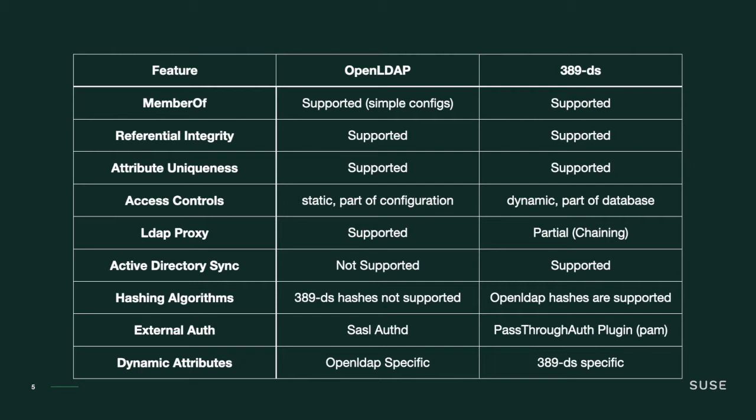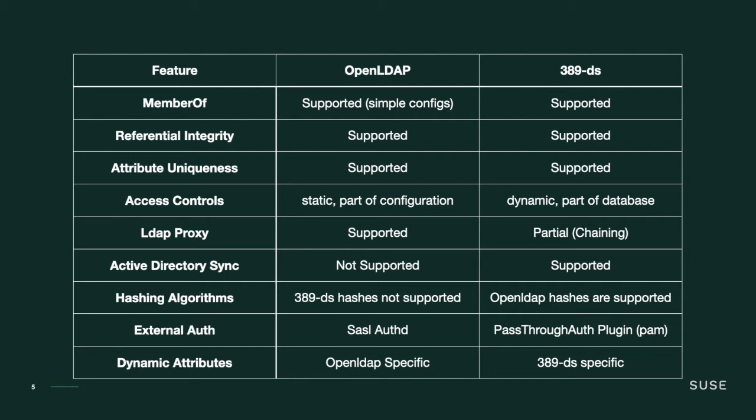Access controls is another area where divergence is very large. OpenLDAP has static access controls, which are part of the configuration, and these tend to just be part of that config per server, which means that you can have access controls that are different per server. Whereas in 389DS, they're dynamic and they're part of the database itself, meaning that not only are they replicated, but they have a different syntax and a different language for those access controls.